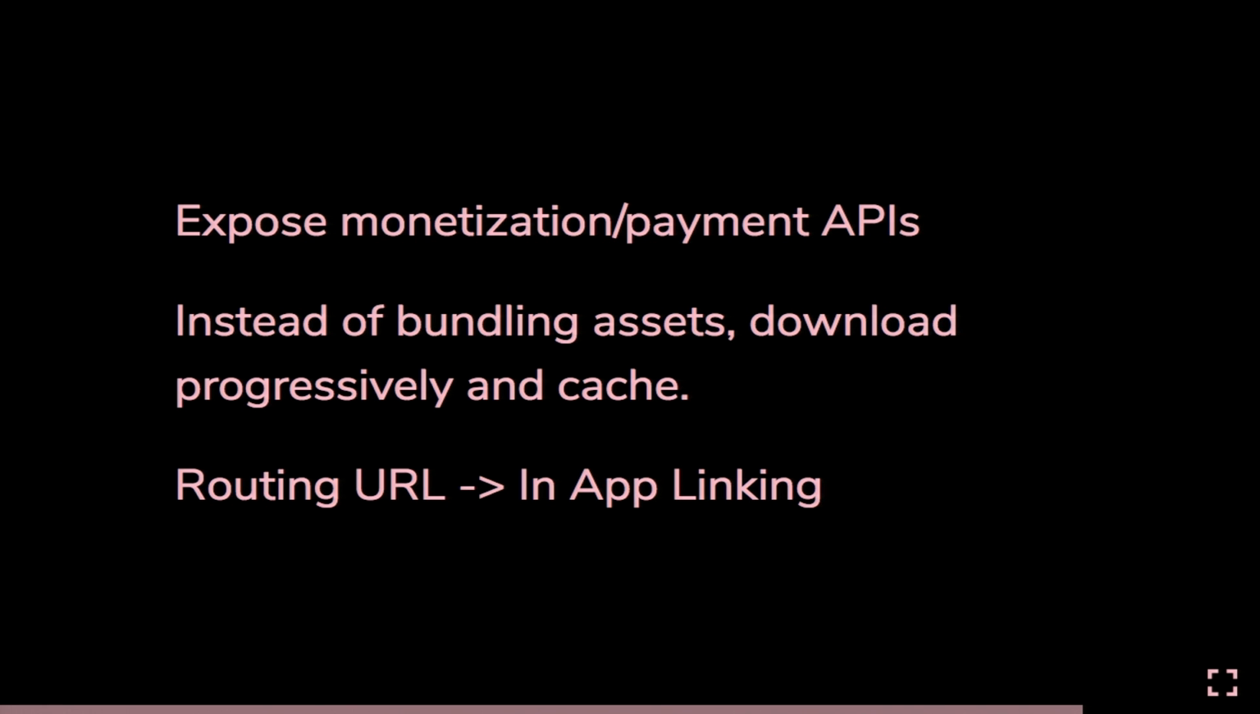Instead of bundling assets, right? A lot of the time you'll see the website's like 200 kilobytes, and then your app is like 150 megabytes, right? Instead of bundling the assets, just download them progressively and cache them as you need them, rather than this 150 megabyte single download.